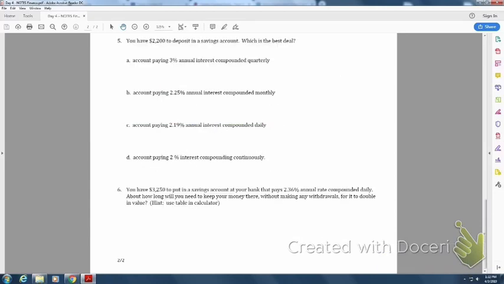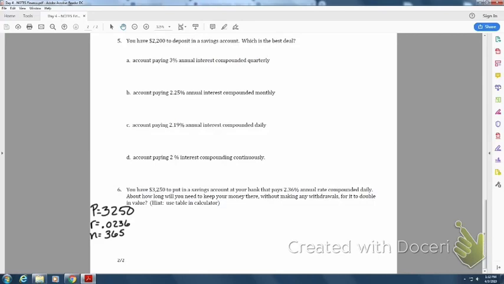All right, going to the last one. Says you have $3,250 to put into a savings account at your bank that pays you 2.36% annual rate compounded daily. So you've got your initial amount, $3,250. You have your rate, which is 0.0236. It's compounded daily, so you want it to be 365.